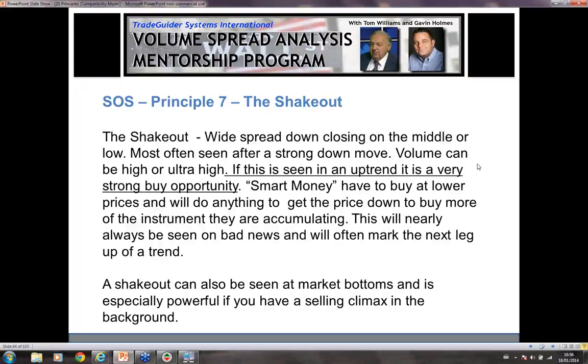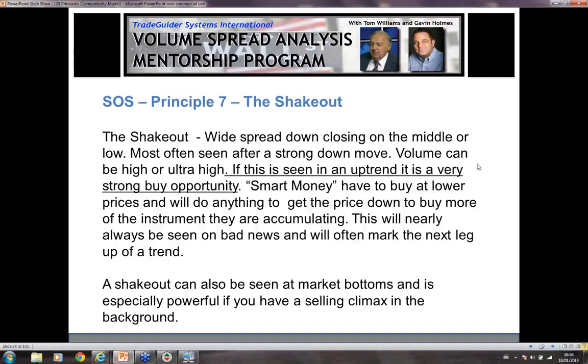It's a wide spread down, closing on the middle or the low. Most often seen after a strong down move. Volume can be high or very high. This also can, I would stress, close on the high as well, as we saw in the S&P. If this has been seen in an uptrend, it's a very strong buy signal. So if you see a shakeout in an uptrend, it's a very strong opportunity to go long.